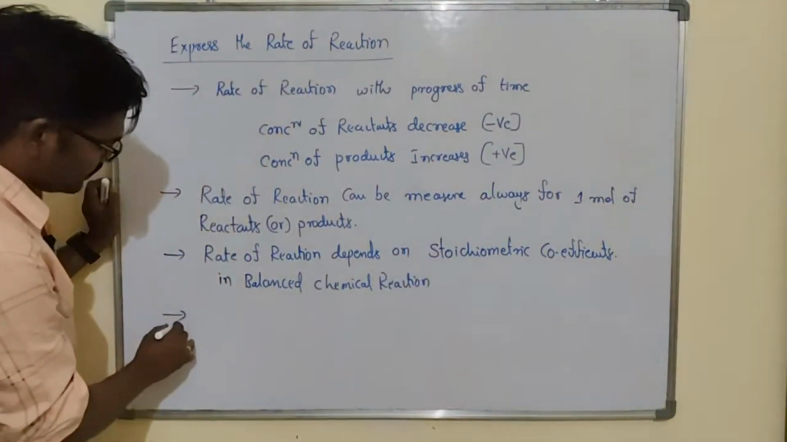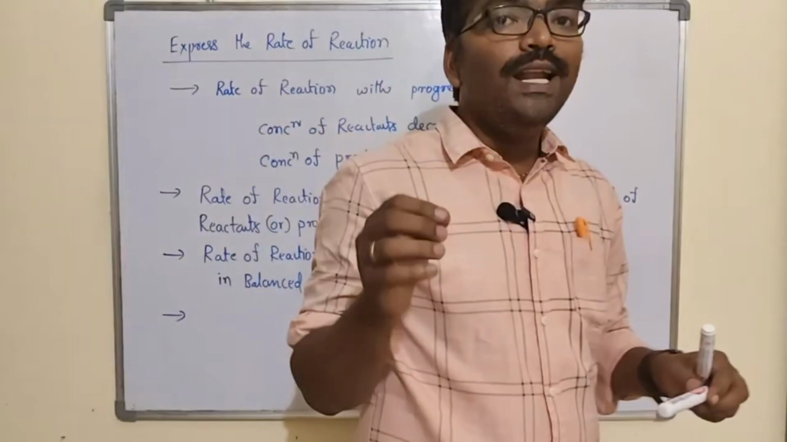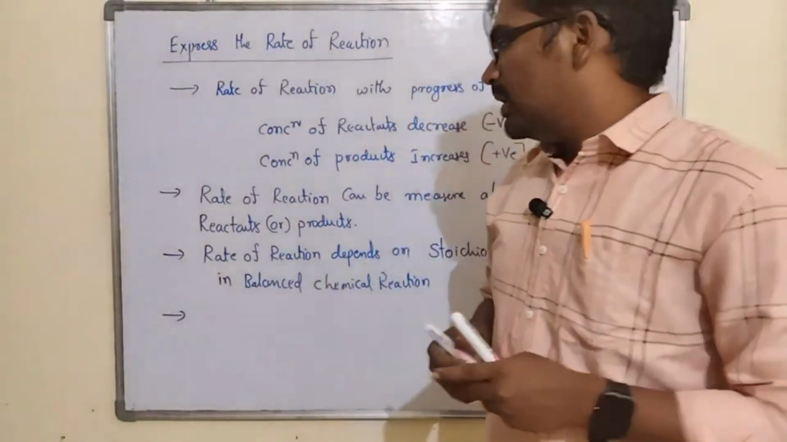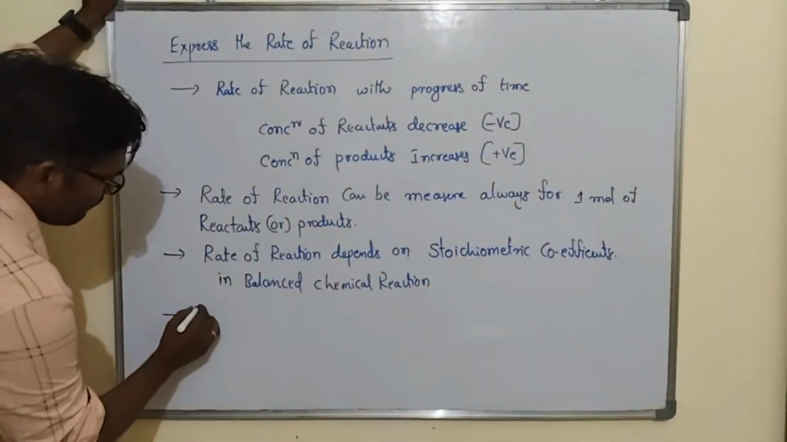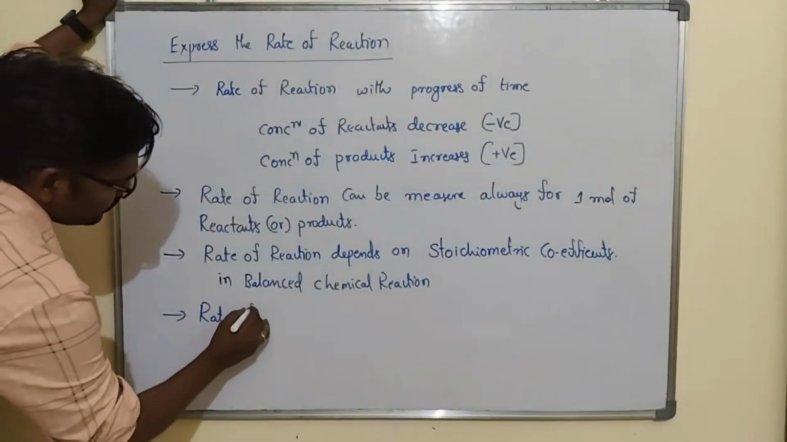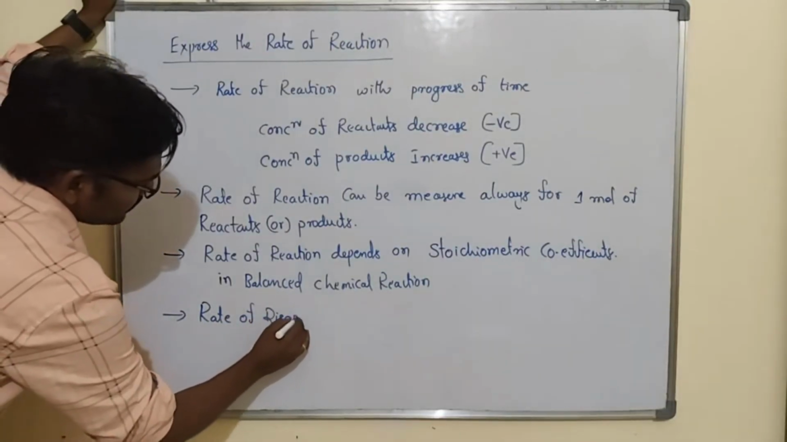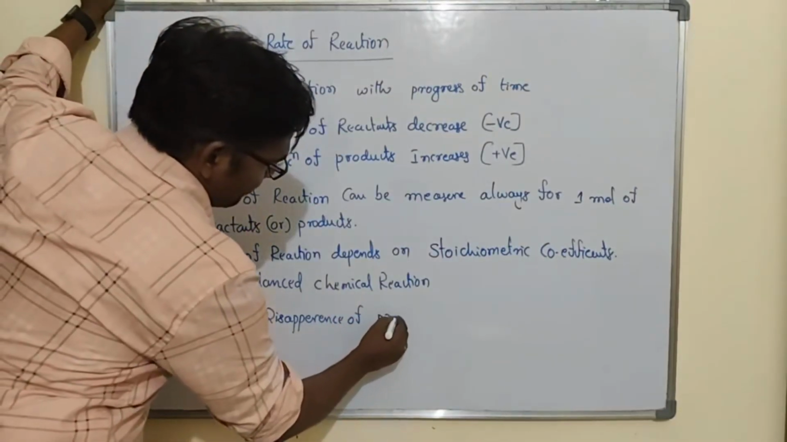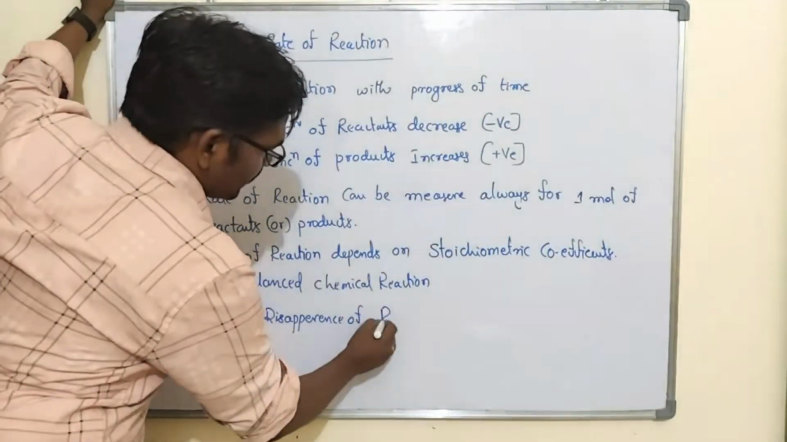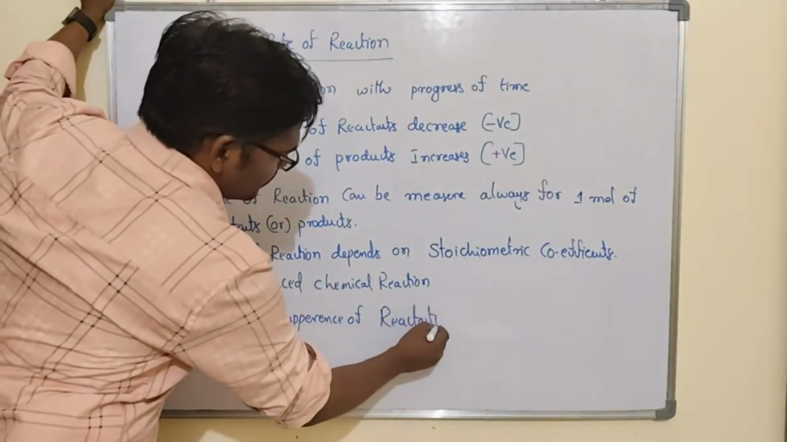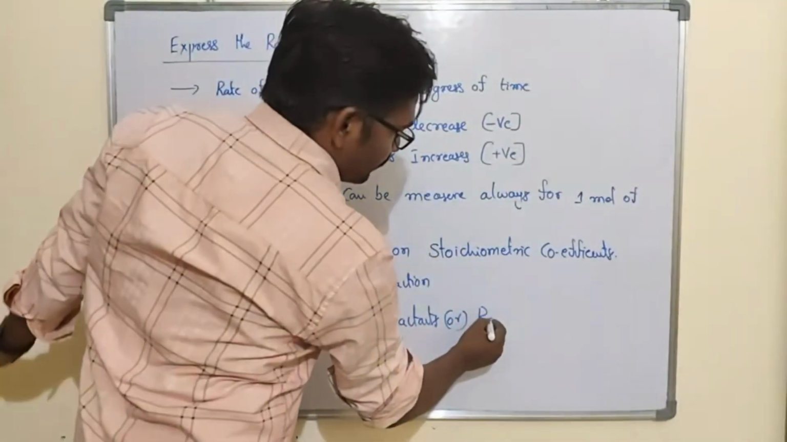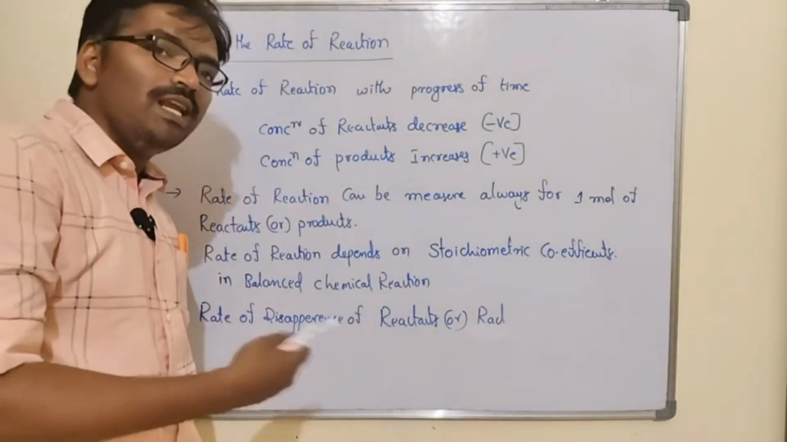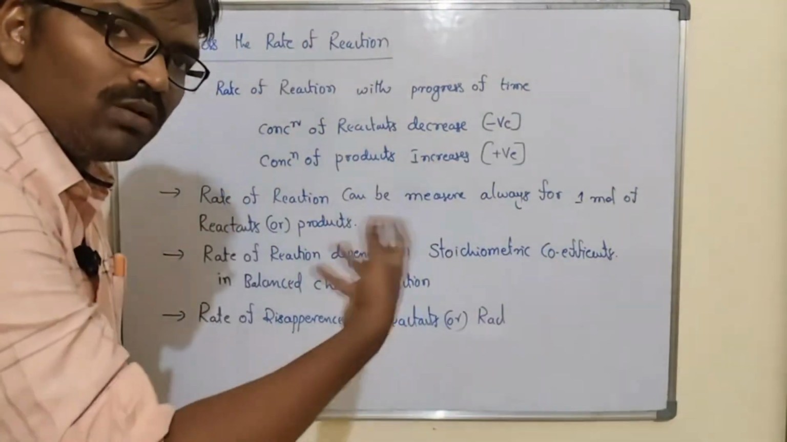See, last point. Remember the rate of disappearance of reactants, the rate of appearance of products. The rate of disappearance of reactants, when the concentration decreases, the reactant is disappearing.